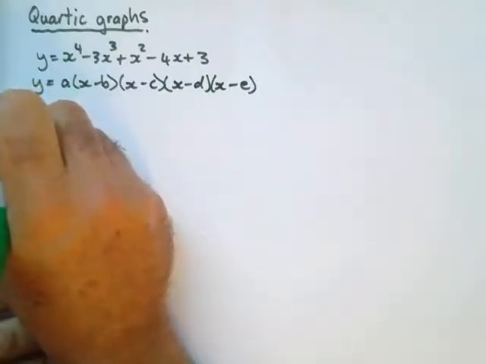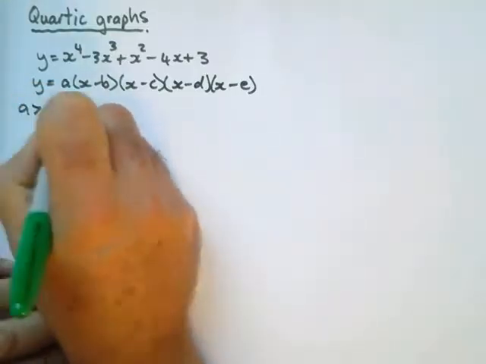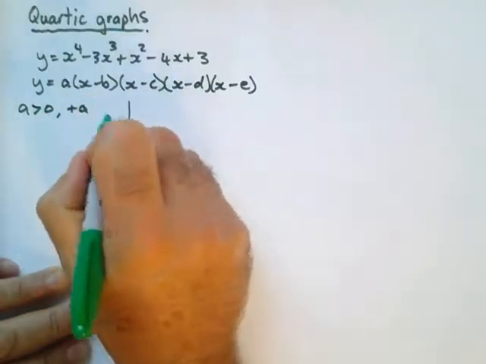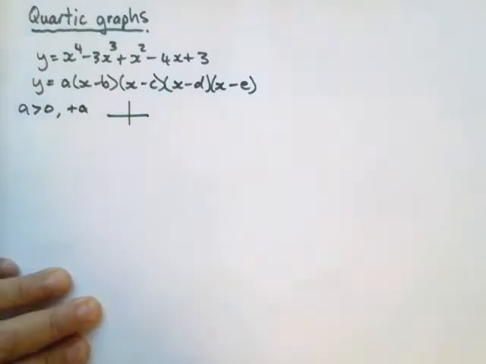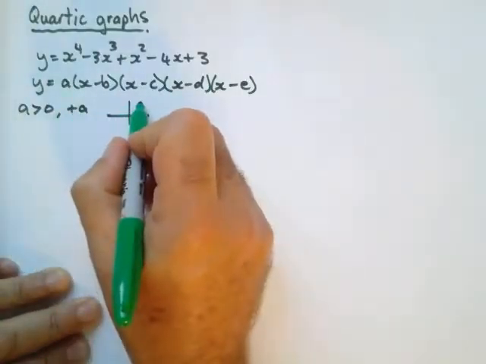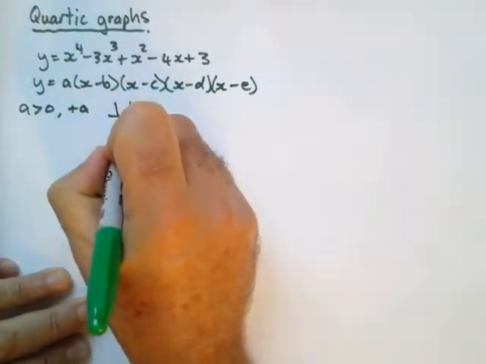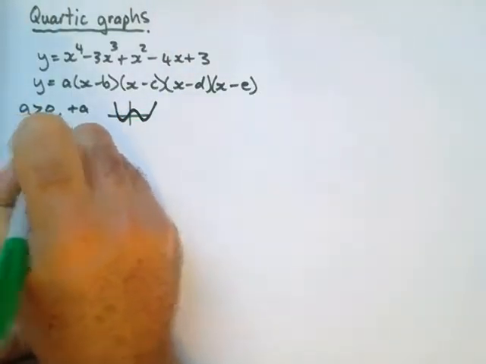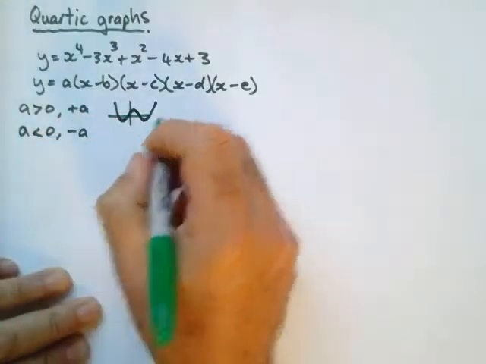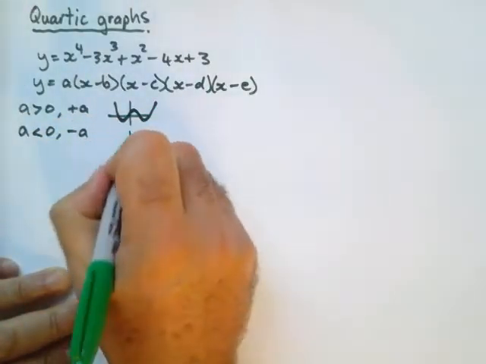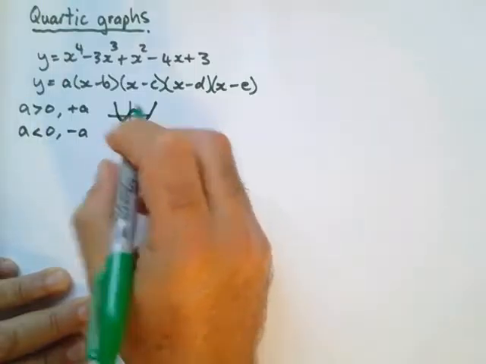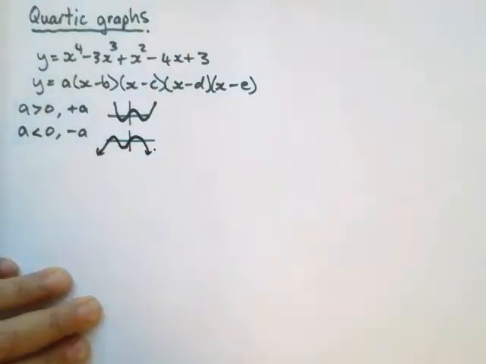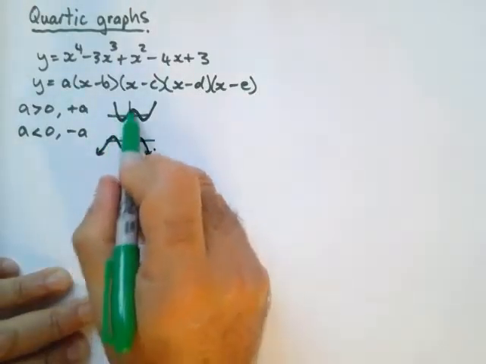Now, if a is greater than 0, which means positive a, I have to finish my graph where y is positive, up there, which means our graph is going to have a shape like that. If a is less than 0, negative a, my graph needs to finish where y is negative, down here, so it's going to look something like that. We are not capable of telling where the turning points are.